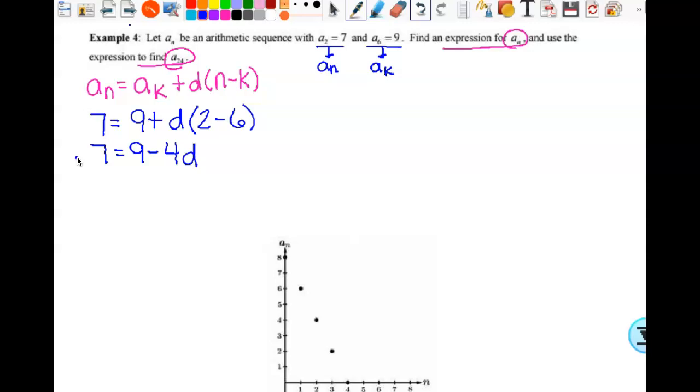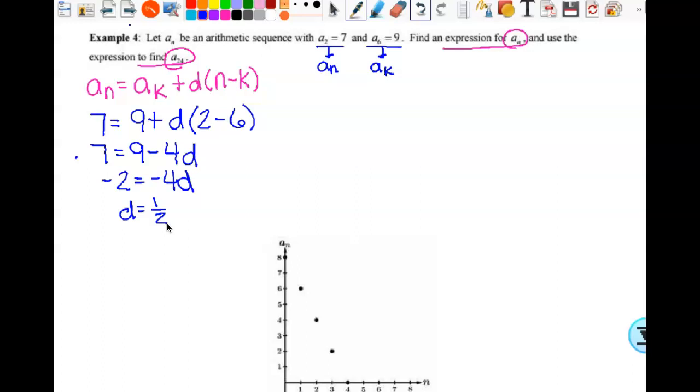So when I subtract 9 from both sides, what I really get is a negative 2. And that's equal to negative 4d, which some people will answer as 2, but it's not 2, right? D is equal to what? 1/2. Okay. So we did all of that. We still haven't answered either question, right? I have the common difference now, so now I can write a sub n.